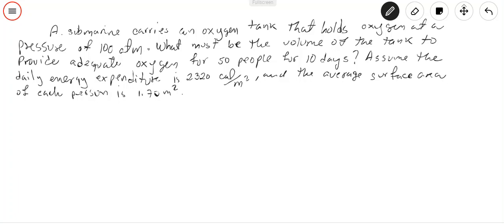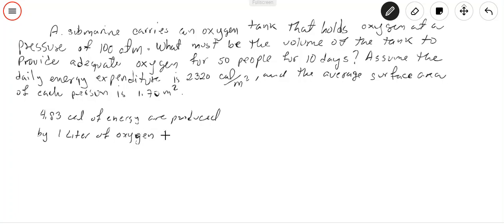Well, the first thing you have to remember to solve a problem like this one is that there exists a relation between the number of calories of energy that are produced and the number of liters of oxygen that we are consuming. So we know that approximately 4.83 calories of energy are produced by 1 liter of oxygen consumed.